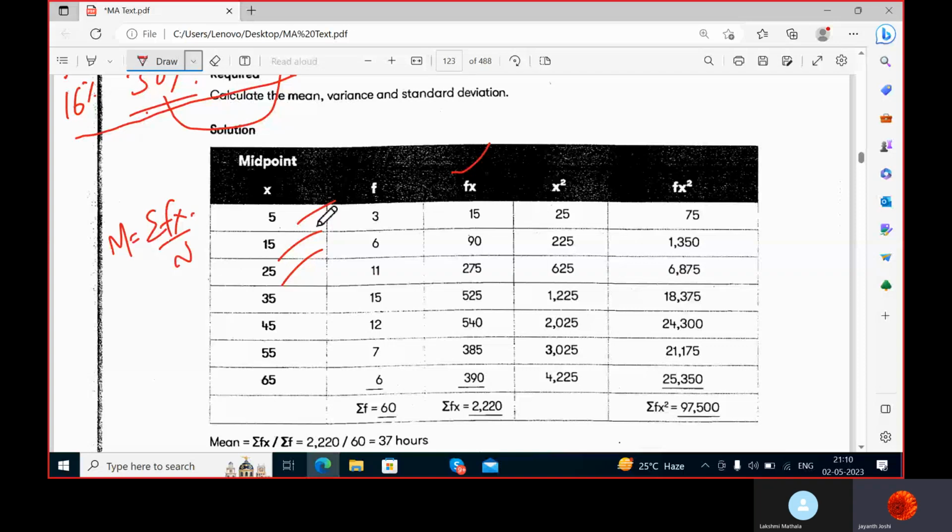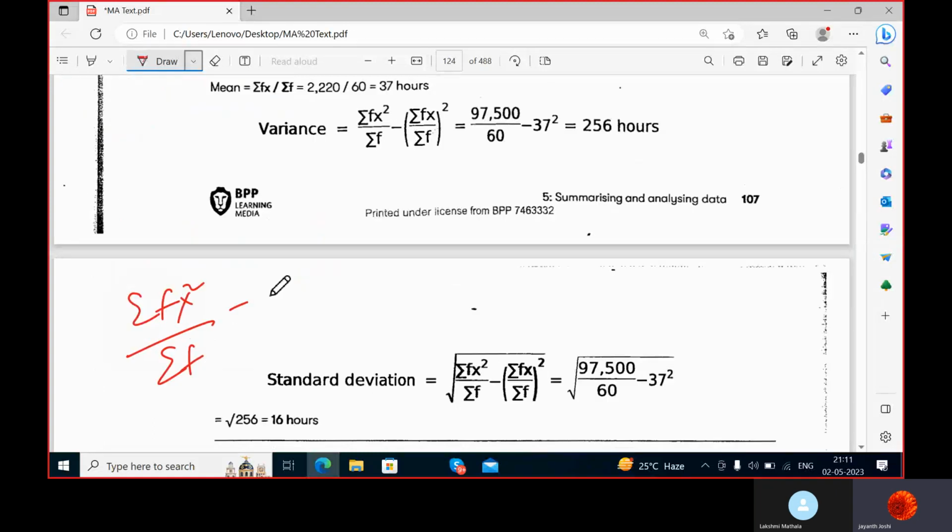And then why are we doing x square and f into x square? I will give you the formula for variance. Variance formula is sigma fx square by sigma f minus sigma fx by sigma f, the whole square. This is acting like the observation, and this is acting like x minus x bar whole square. Yes, this is x bar, like the mean only.